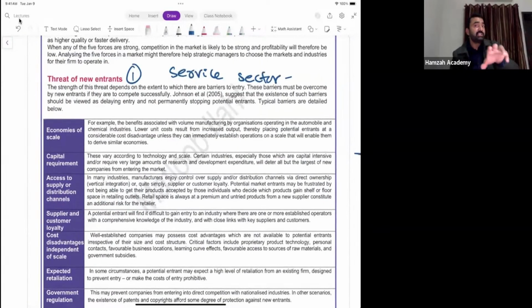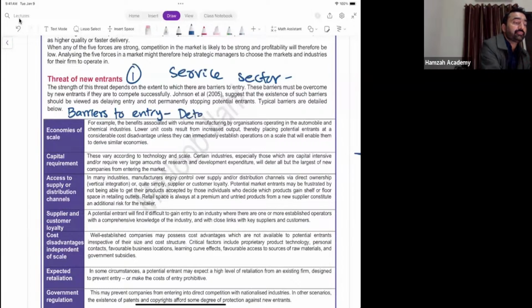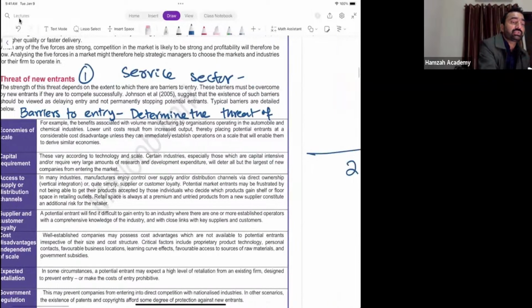So this threat of new entrants is determined by the strength of barriers. The higher the barriers, the lower the threat of new entrants. Lower barriers mean anyone can enter and the threat will be higher. So let's talk about those barriers to entry that determine the threat of new entrants.